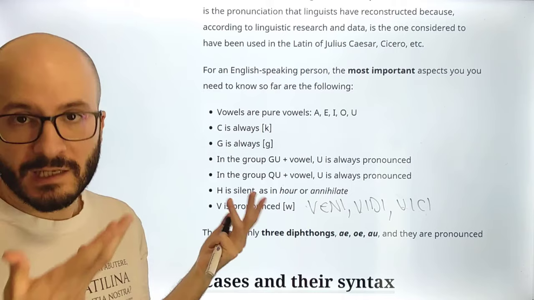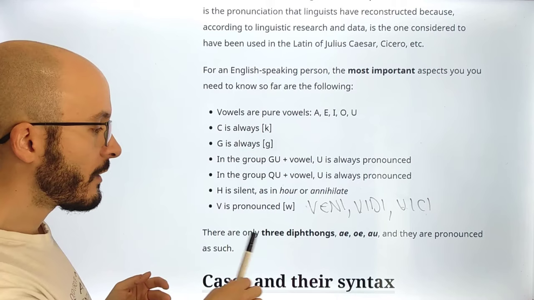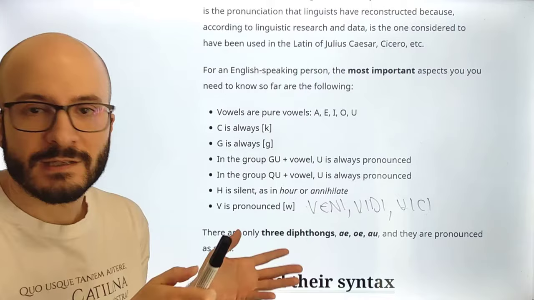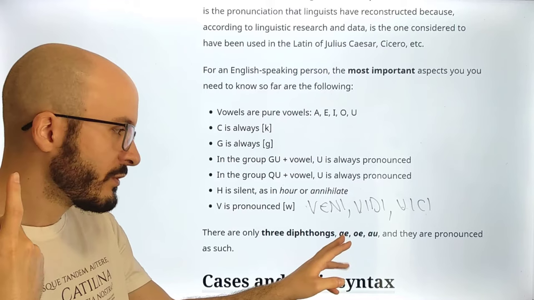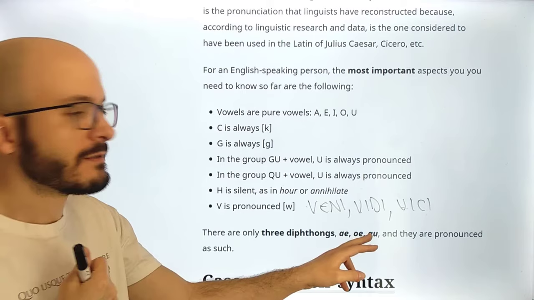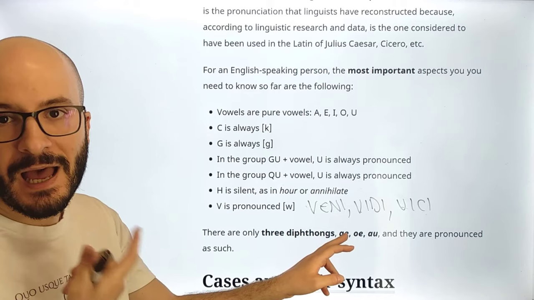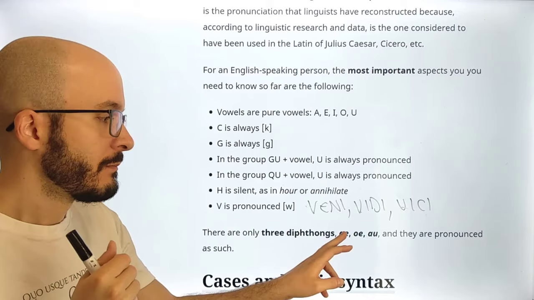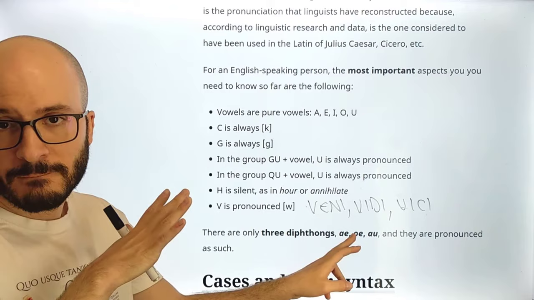Later, just to finish this pronunciation thing, there are only three diphthongs, ae, oe, au, and they are pronounced as such. In many English-speaking bibliography, usually they say that this is pronounced "ay", this is pronounced "oy", and this is pronounced "ow". No, this is "ai". I know that it might be hard to pronounce at first, but it's "ai", and this is "oi", okay? In any case, no big deal so far. These are just some points to know how to pronounce classical Latin.